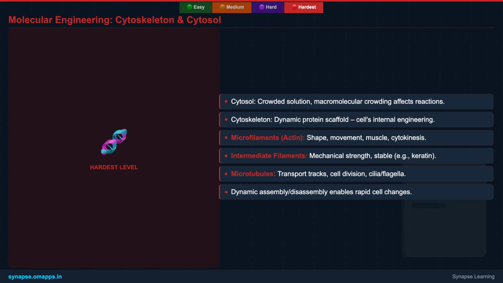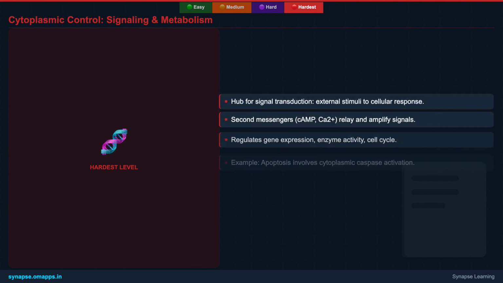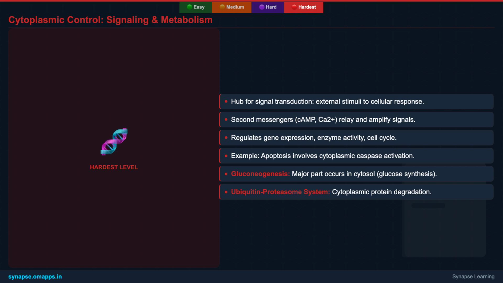The constant assembly and disassembly of these elements, known as dynamic instability, allow cells to rapidly change shape, move, and precisely transport materials, showcasing remarkable cellular engineering. The cytoplasm is a central hub for signal transduction pathways, translating external stimuli into specific cellular responses. Receptors on the cell membrane initiate cascades involving cytoplasmic enzymes and second messengers like cAMP or Ca2+. These cascades amplify and integrate signals, leading to complex cellular decisions like regulating gene expression or triggering apoptosis through cytoplasmic caspases.